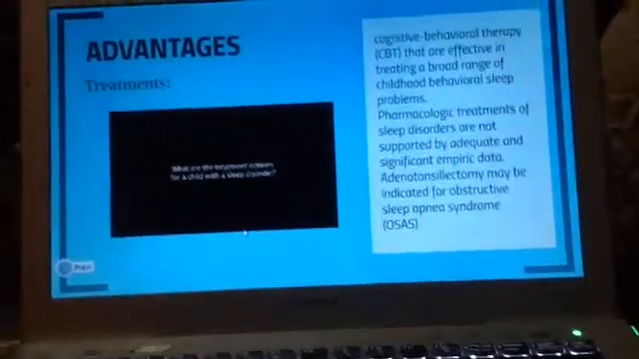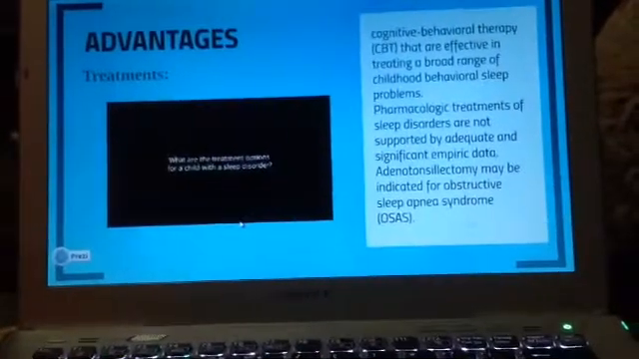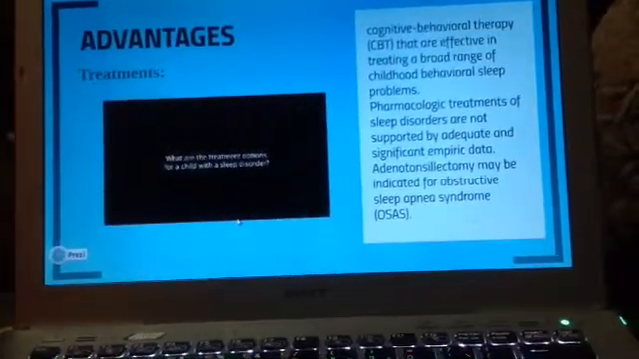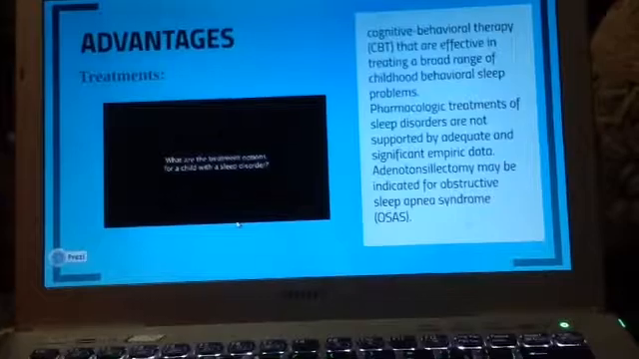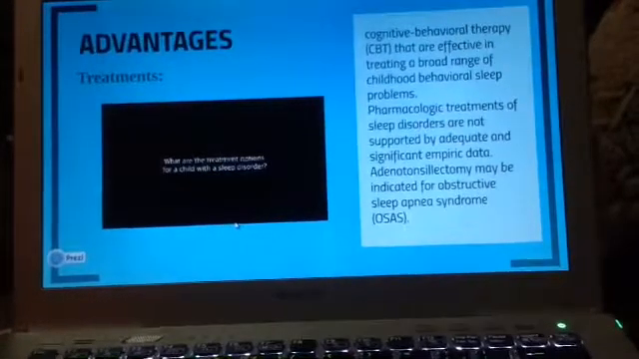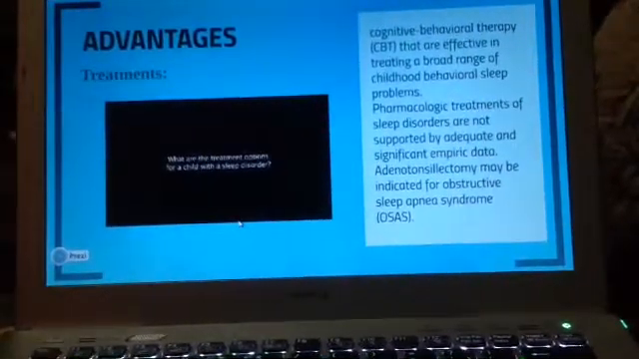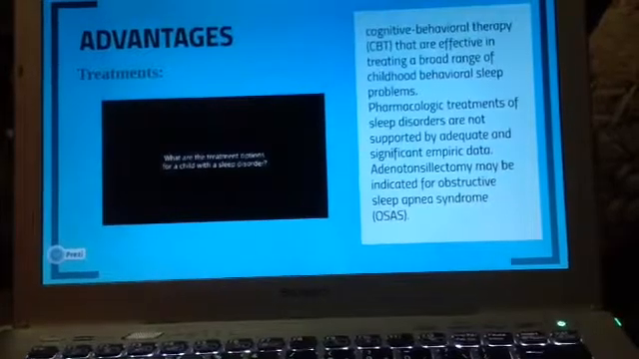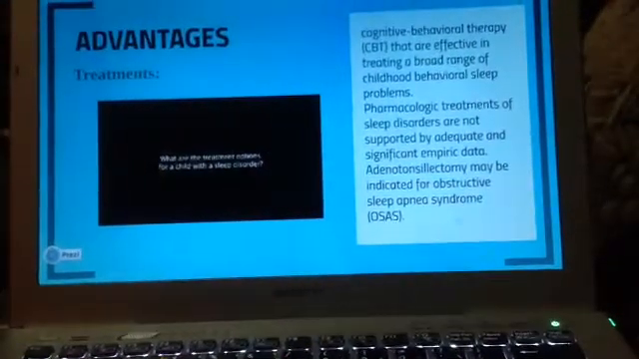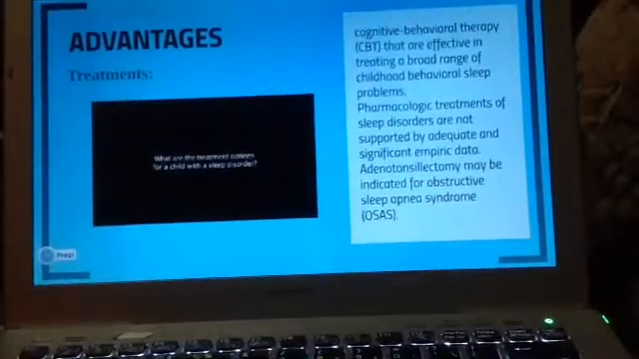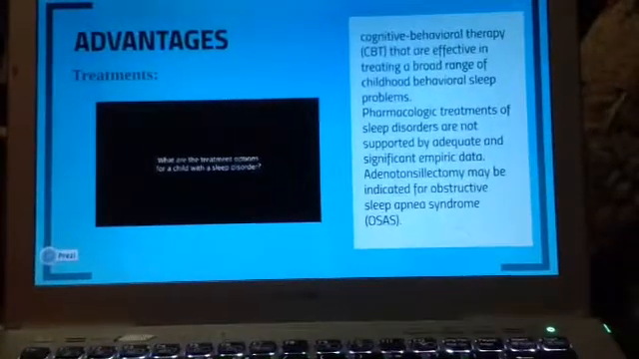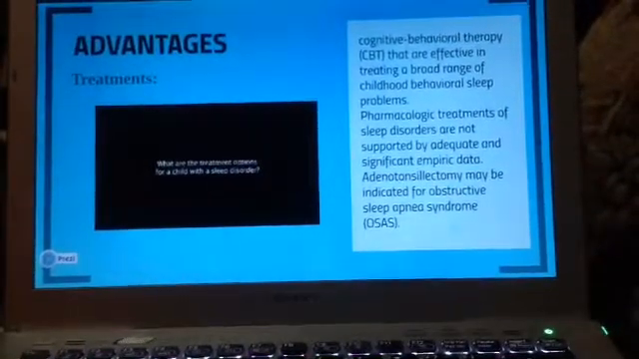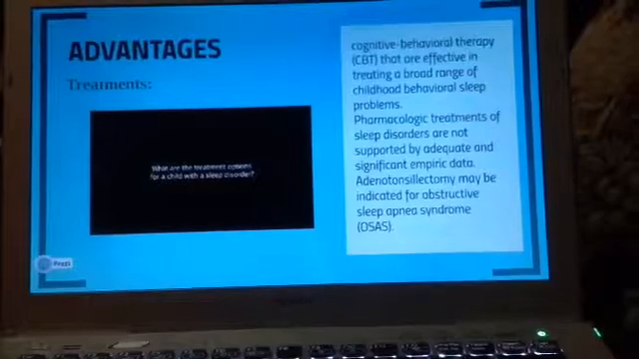The advantage we have is that there are treatments in cognitive behavioral therapy that are effective in treating a broad range of childhood behavioral sleep problems. Pharmacologic treatments of sleep disorders are not supported by adequate and significant empiric data. Tonsillectomy may be indicated for obstructive sleep apnea syndrome.